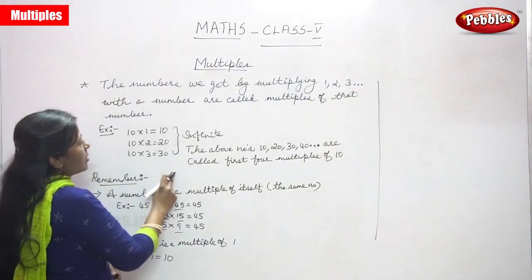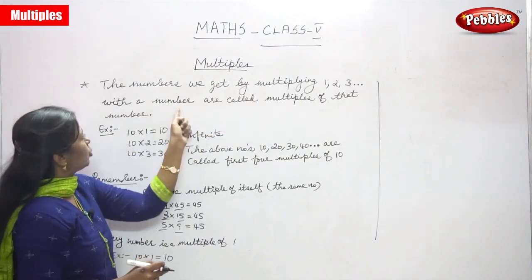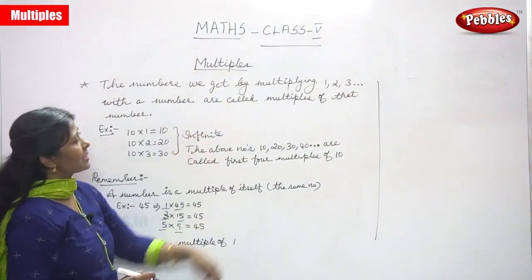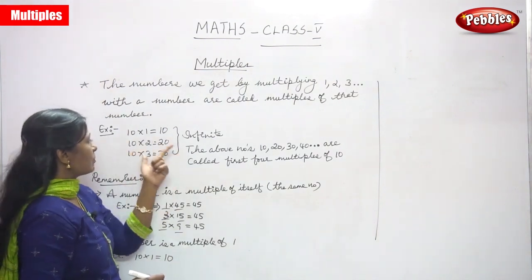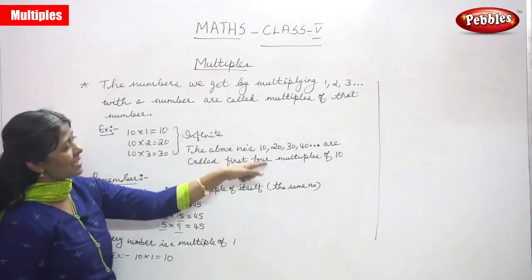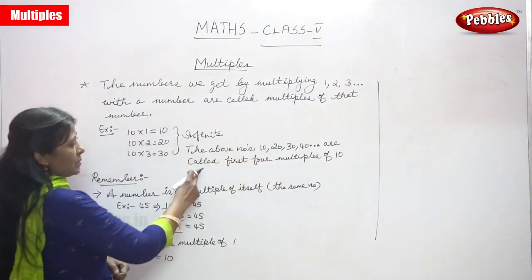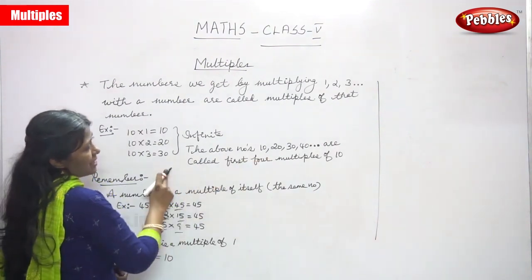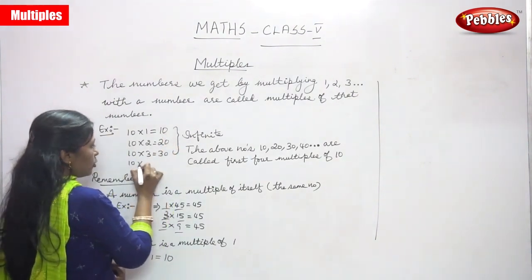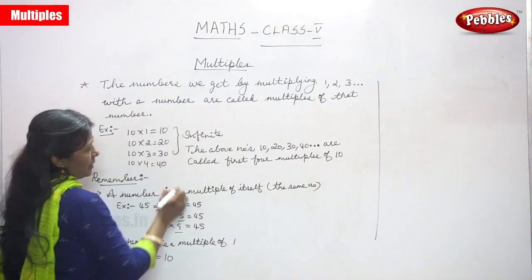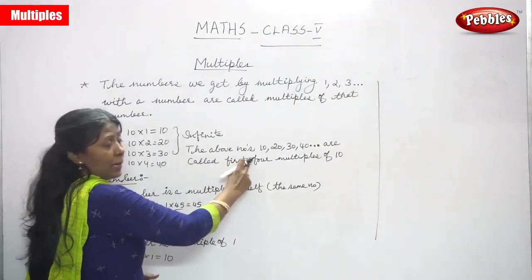And so on. So the numbers we get by multiplying 1, 2 and 3 with a number are called multiples of that number. 10 is a multiple of 10, and the above numbers 10, 20, 30, 40 are called the first 4 multiples of 10. What are the numbers given? The answer is 10, 20, 30. Even if you multiply 10 into 4, you can get 40. So the numbers are 10, 20, 30, 40.